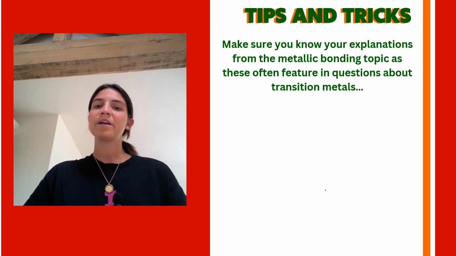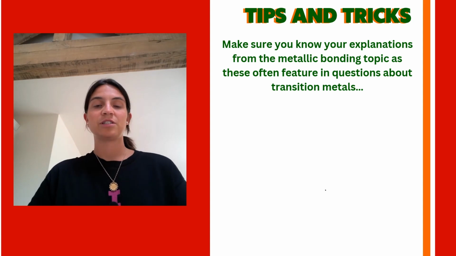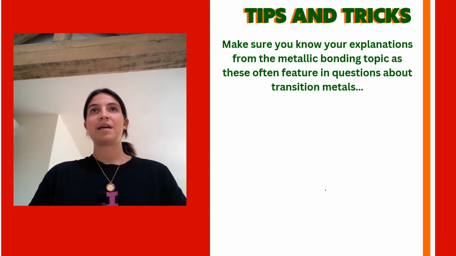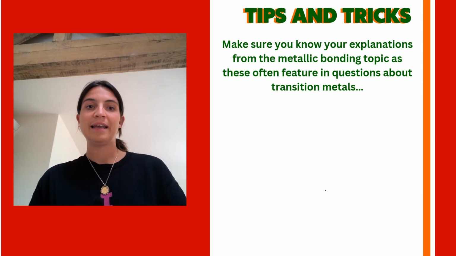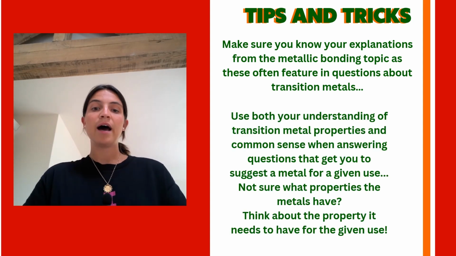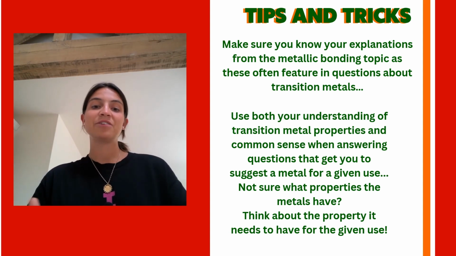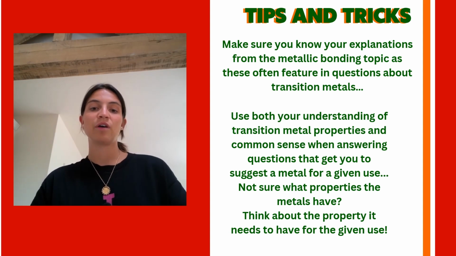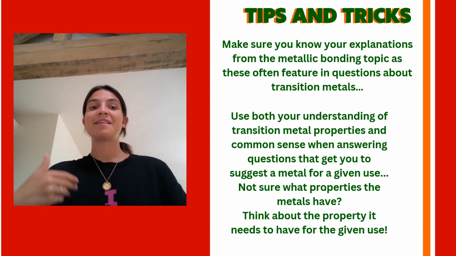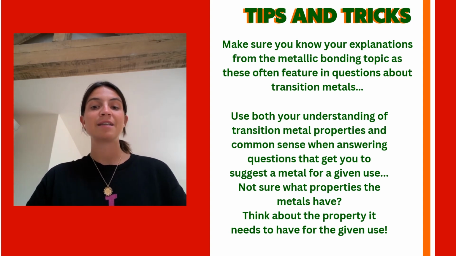Okay, some tips and tricks. Make sure you know your explanations from the metallic bonding topic, as they often feature in these questions about transition metals. So you're using anything specific to that transition metal, but also including things to do with metallic bonding, linking the two, and then linking that to a particular property and therefore use. So you're using that understanding and your common sense to suggest a metal for a particular use. If you're not sure what properties the metals have, then think about the property that the thing needs to have for the given use, and then maybe you can select a metal from there.